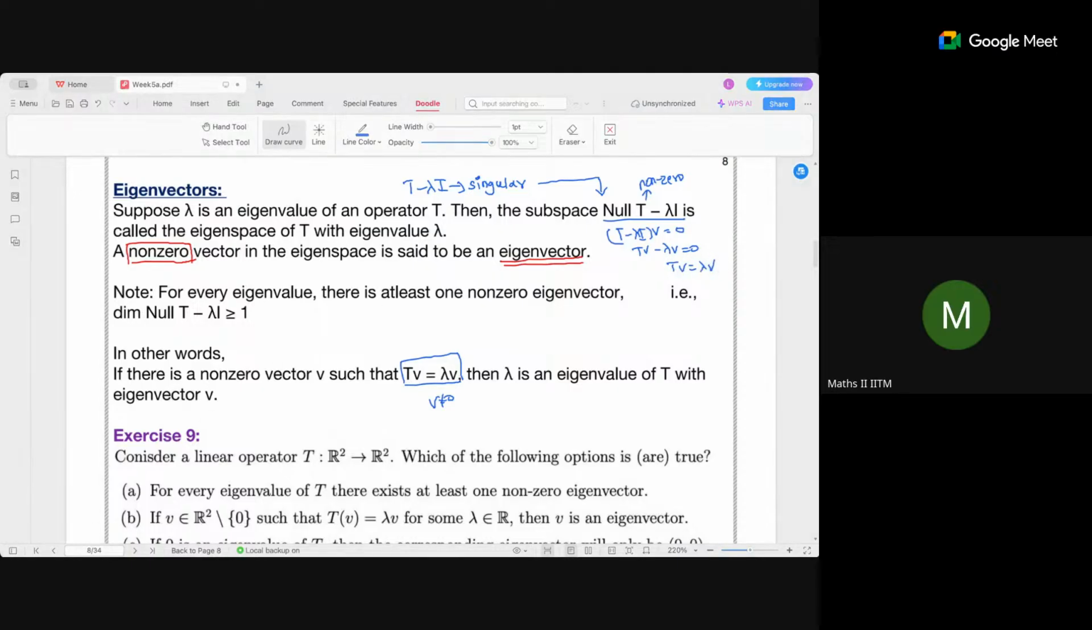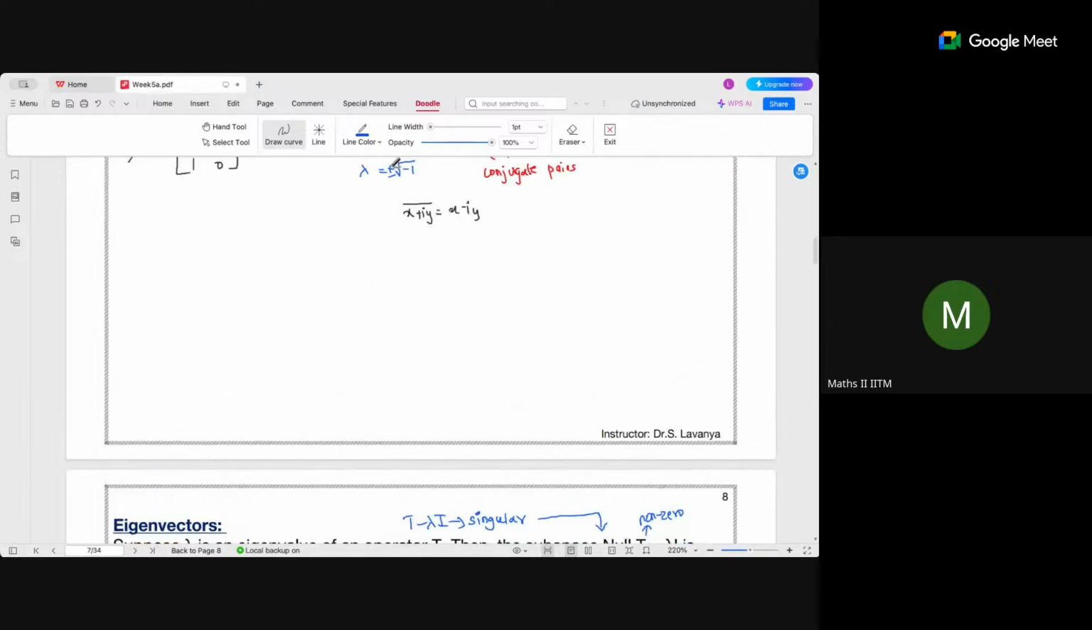Yes, Manish Shankar, what's your question? Madam, I can't understand this eigenvector concept clearly. Okay. See, what are eigenvectors we want to see. So for that, first, what are eigenvalues? That definition, I guess you understand, right?